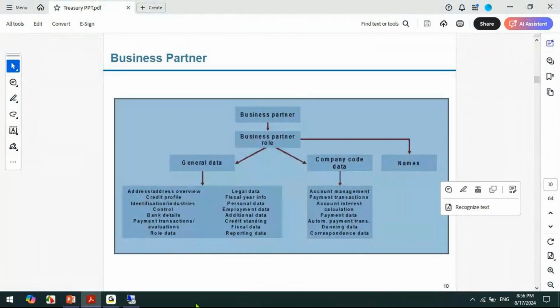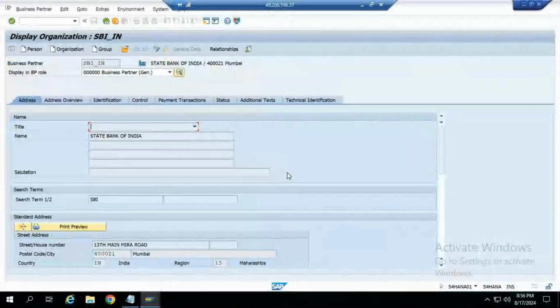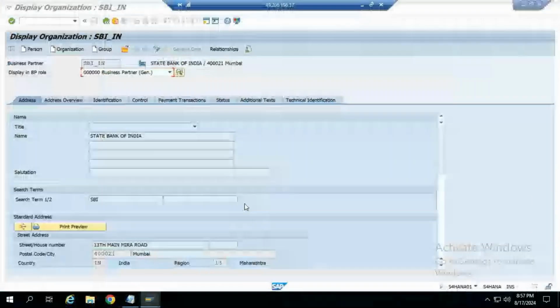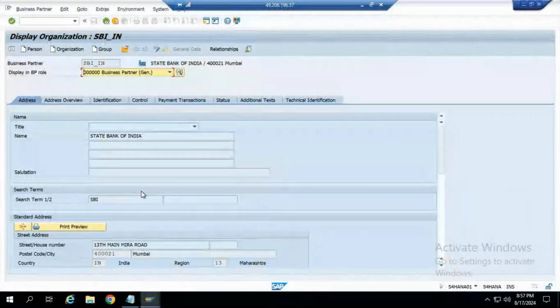Can you all see my screen? Is my screen visible to you all? Is my voice audible to you all? Yes, yes, audible. Can you see my screen? Yes, we can. Okay, thank you for the confirmation.